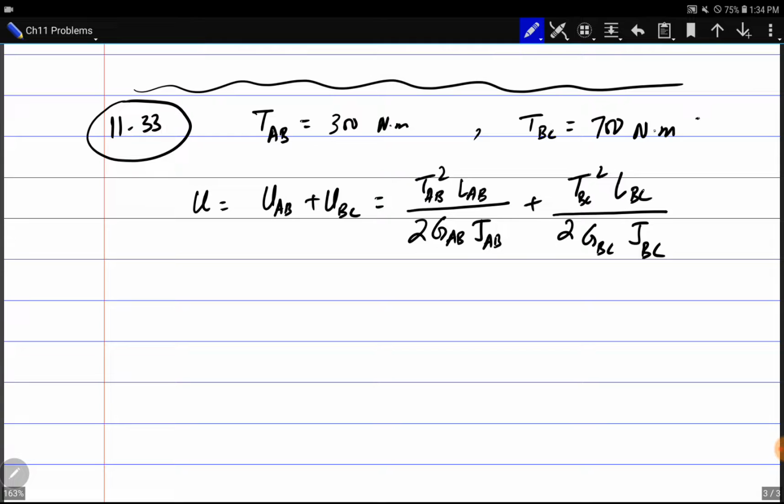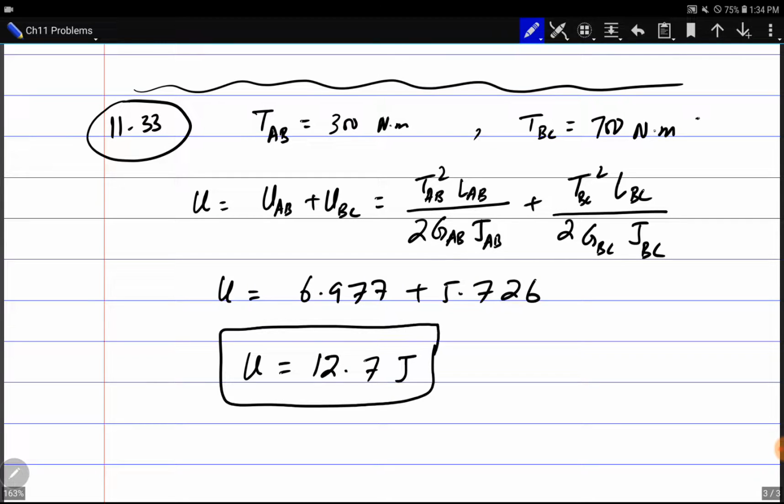Okay, T has been calculated, lengths are given, G is given. You can calculate J, we have already done it. So by putting all the values, you can put all the values by yourself. I will do it here directly. It is 6.977 plus 5.726 separately for the two terms. So total U becomes 12.7 Joule or Newton meter. Just I have left J.